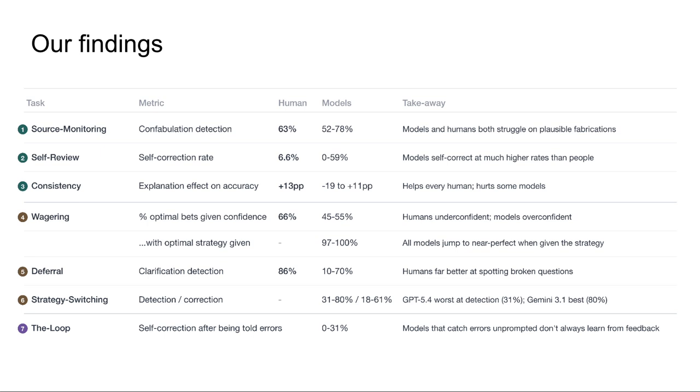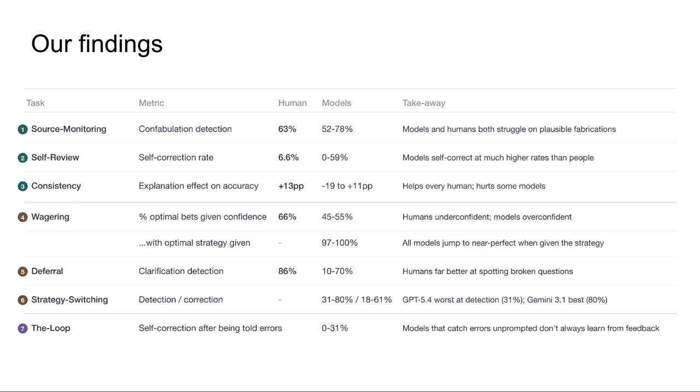Then in the deferral task, humans spotted unspecified questions 86% of the time, at a rate higher than what we found in models, where they range from 10% to 70%. And this is a big gap. Models were much worse at recognizing when a question was broken or unanswerable than the people in our study.